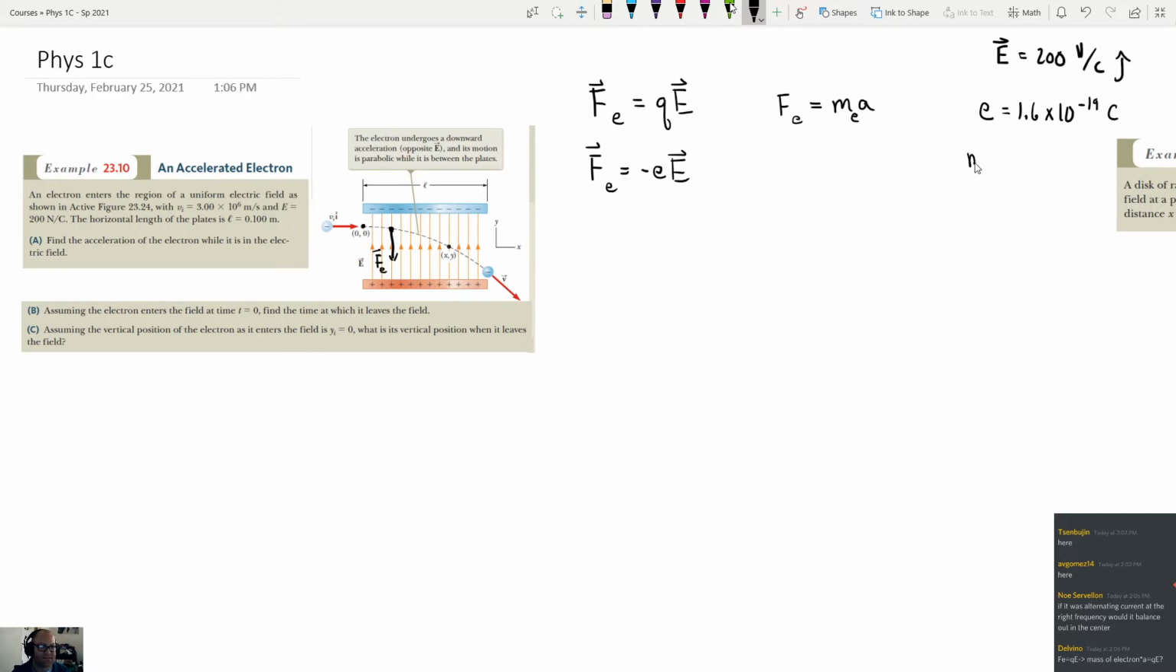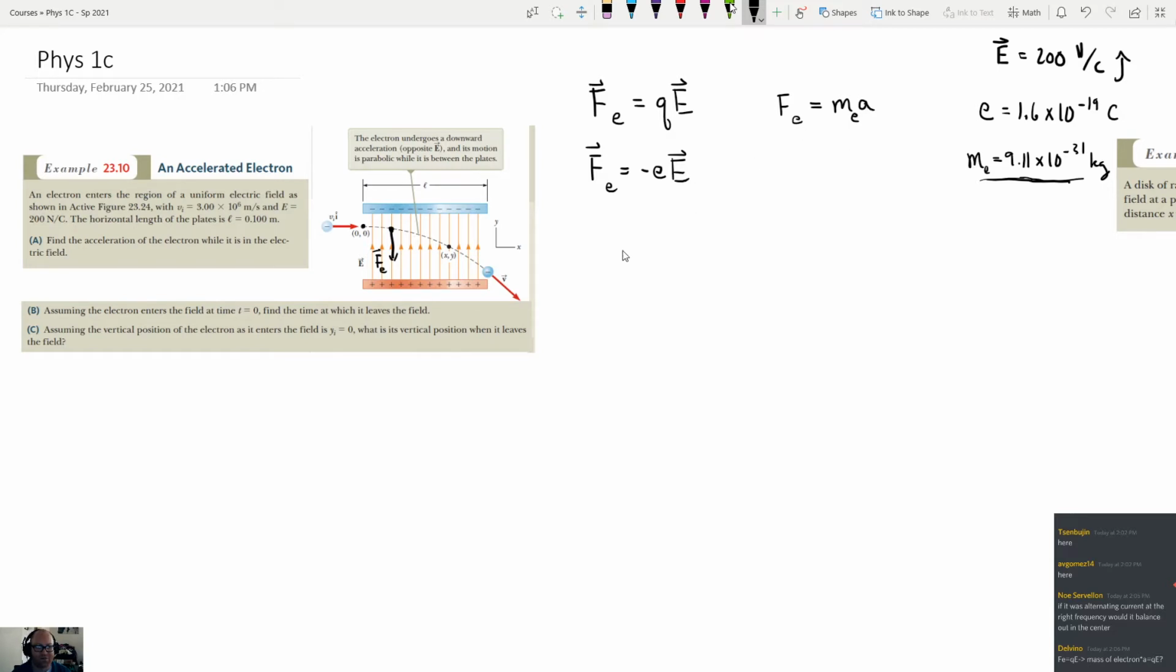We also need the mass of the electron, which in kilograms is 9.11 times 10 to the negative 31 kg. This is why the magnetic force is so much bigger than the gravitational force: the mass of the electron is incredibly tiny, as I'm sure you already knew.